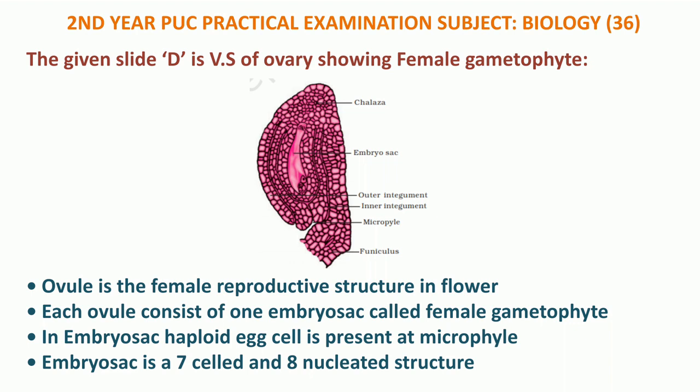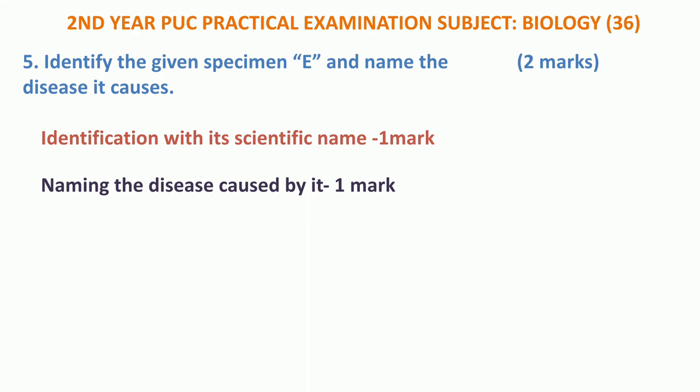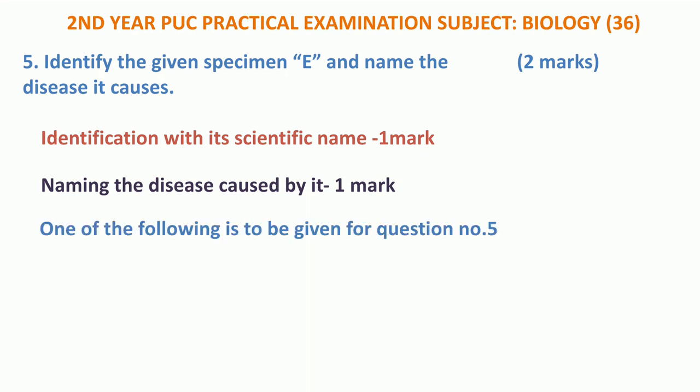So out of these 4 slides, the student will get any one slide in column D as the 4th question. And after that, the 5th question: identify the given specimen E and name the disease it causes. It carries 2 marks. For identification with scientific name, you should write the scientific name only. It carries 1 mark. And the name of the disease caused by it carries 1 mark. Under the 5th question, you will get any one of these: Entamoeba, Plasmodium, Ascaris and Trichophyton.